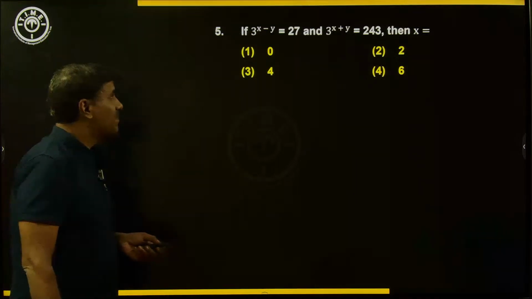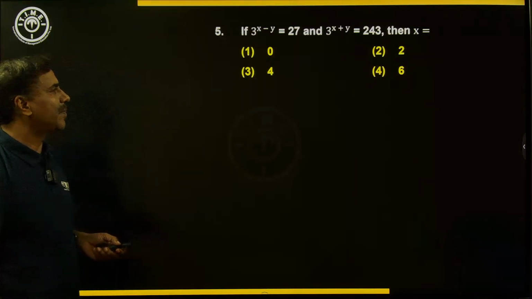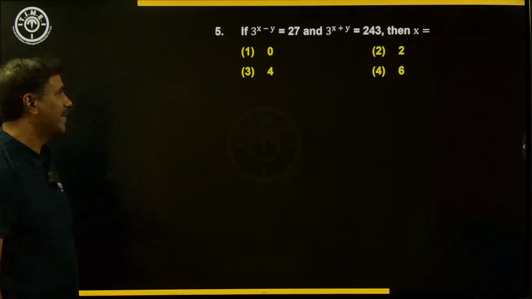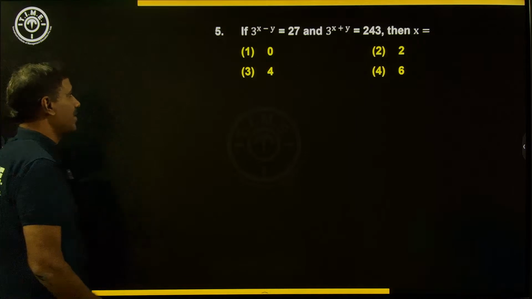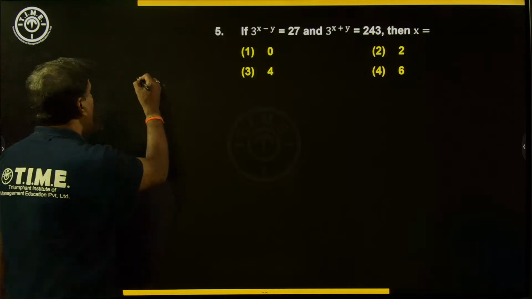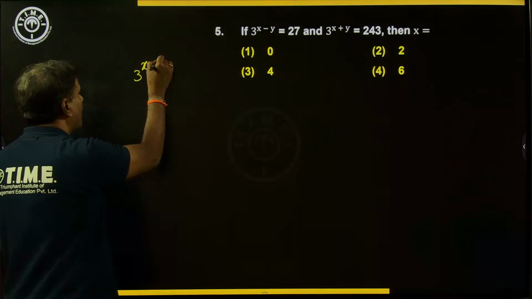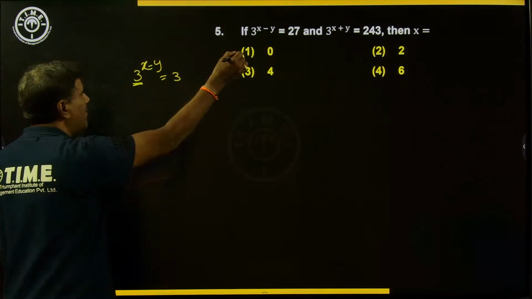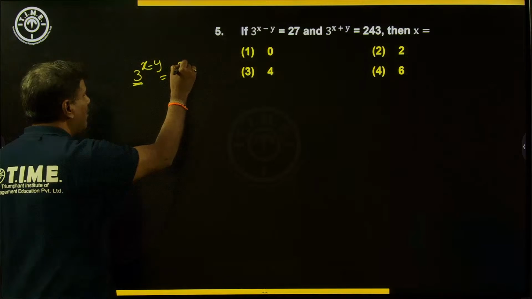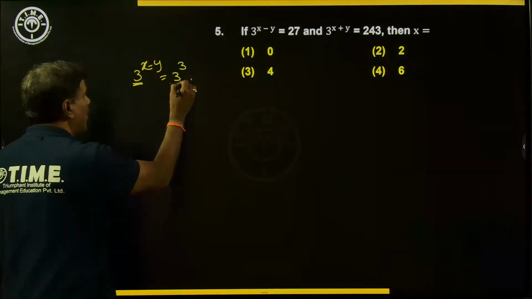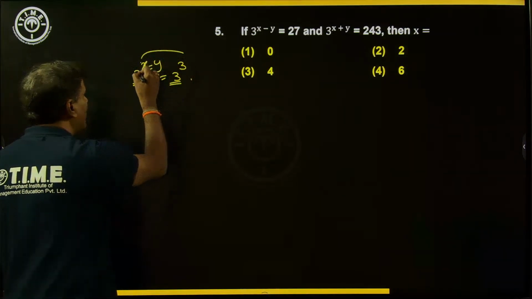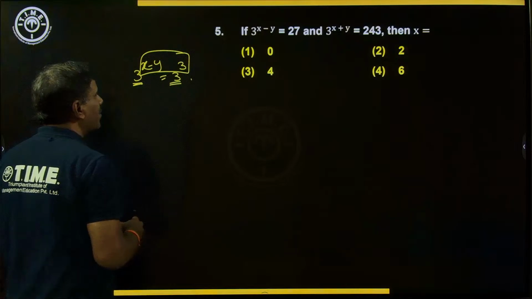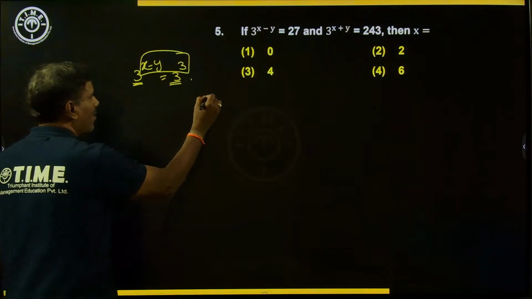If 3 power x minus y is equal to 27 and 3 power x plus y is equal to 243, then x is equal to how much is the question. So if you observe carefully, 3 power x minus y is equal to 27. Here the base is 3, so we will express 27 also in terms of base 3. We know 27 is nothing but 3 cube. Now the bases are the same, so if we equate the indices, x minus y is equal to 3 directly. Right or not?